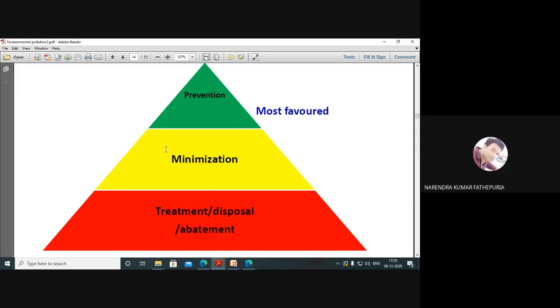Personal vehicles should not be used that much, and public transport we have to use, right? Okay, okay. So minimization is a very good, effective technique.